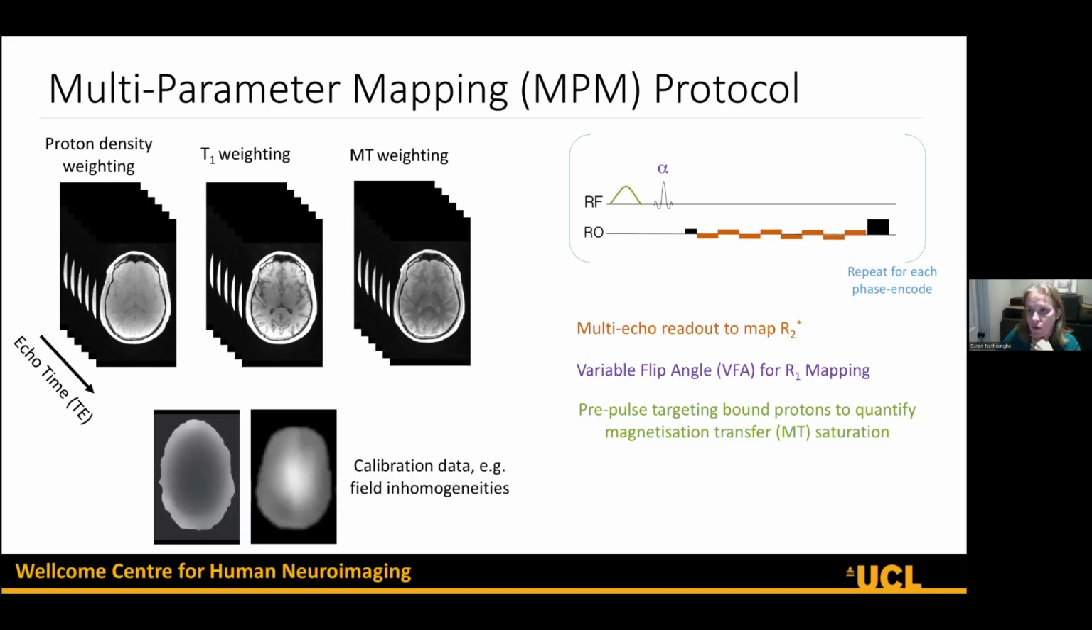We often need to acquire calibration data also, so that we can correct for imperfections in our system, because ultimately we want to be able to compare these measures and have them truly quantitative. But if our system isn't working in the perfect way, for example, we've got errors in our transmit field or in our receive field, we've got variability. We need to take account of this. And I'm going to go into that in a bit more detail.